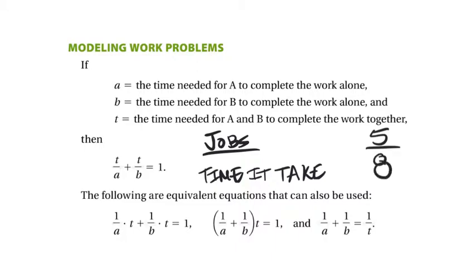But we don't necessarily label these. I mean, you could, just to kind of keep track of where stuff is. 5 jobs in 8 hours. But when we're talking about work problems, why are we seeing addition of these types of fractions? It's because we're looking at taking one person and bringing in another person and saying, well, now you two do the work together, and then we'll see how long it takes. But this is kind of a general format or formula that kind of helps us with that.